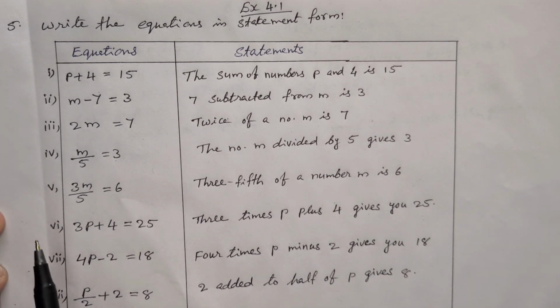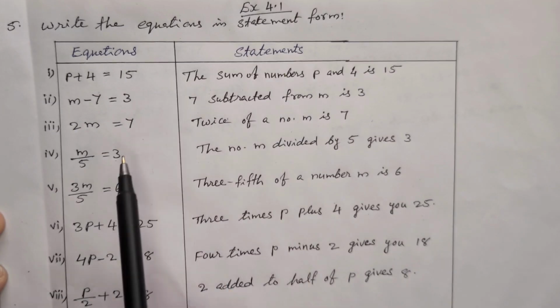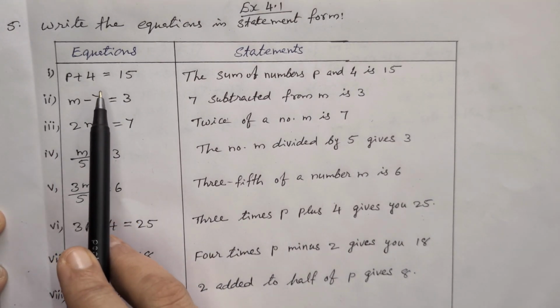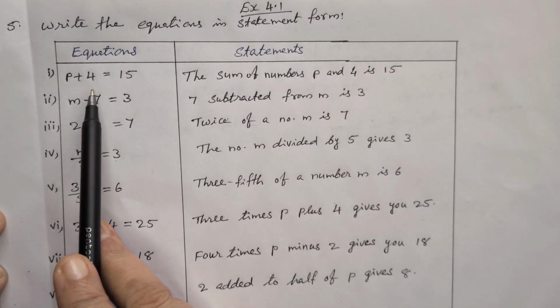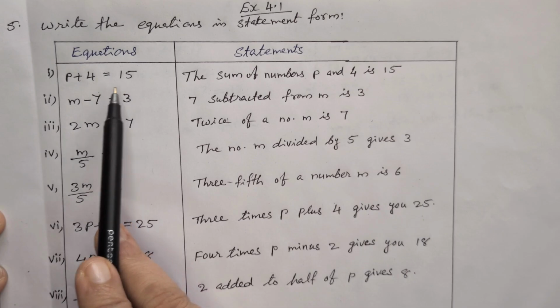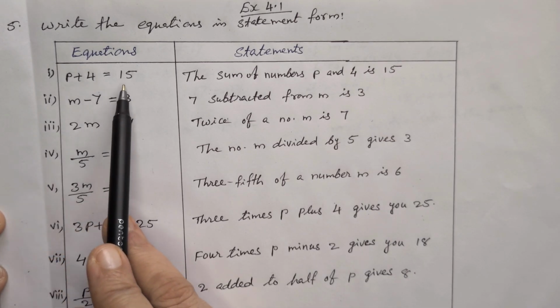Question number 5. Write the following equations in statement form. Equations are given. We have to convert the given equation to statement form. First one, p plus 4 is equal to 15. We can write in sentence, sum of p and 4 is 15.